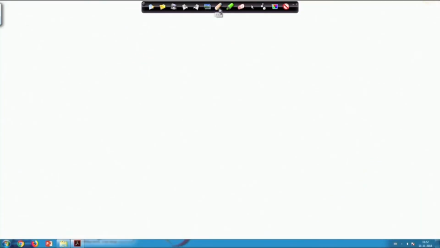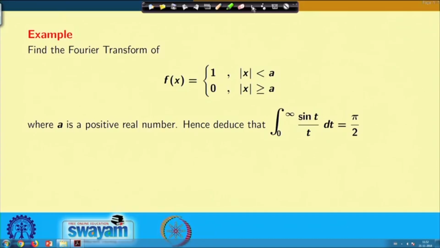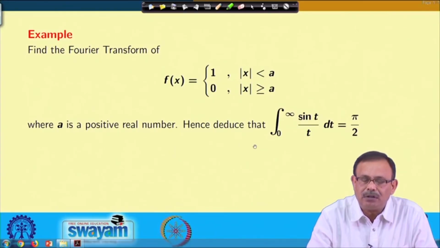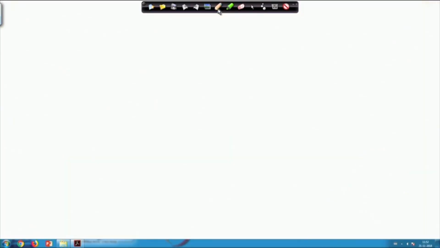So, from here actually we have to prove one more thing also. Here a is a positive real number, and then we have to prove that the integral from 0 to infinity of sin t by t dt equals pi by 2. So, let us start with this one. The given function is f(x) equals 1 whenever x lies between minus a and a, because we have seen that if mod x is greater than a, then the value of the function is 0. That means, for minus a to a, the value of the function is 1 and it is 0 otherwise.